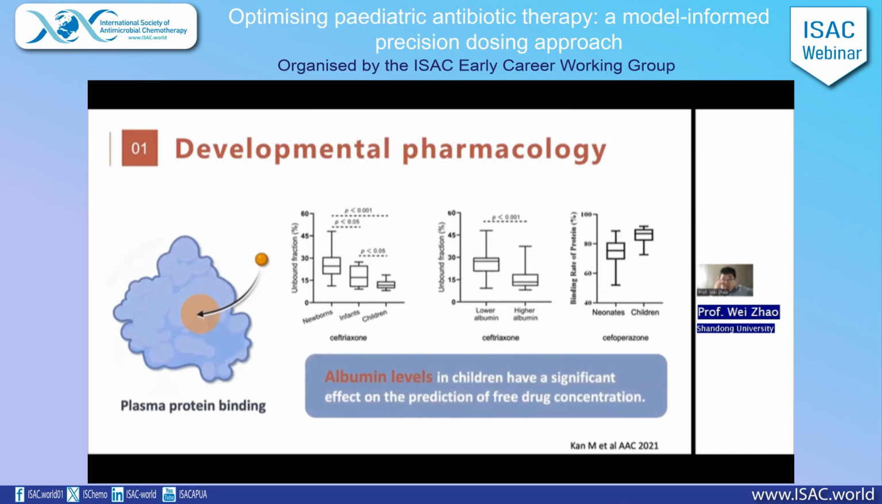I will show you examples later of how liver and kidney maturation can affect the ADME of drugs. In a study we did three years ago, we looked at highly protein-bound drugs and how the albumin level can affect the free drug concentration. You can see in the left figure for ceftriaxone, a drug with very high protein binding, that newborns have a very high unbound fraction compared to infants and children. This is also a reflection of albumin levels. The low albumin group has a higher unbound fraction compared to the higher albumin group. We have also shown this phenomenon for cefoperazone, and the tendency is different between the two drugs.